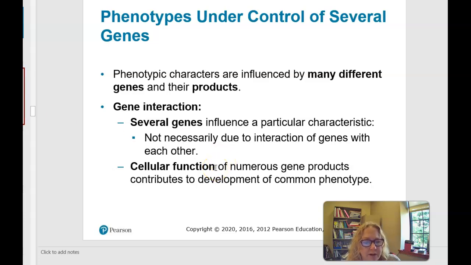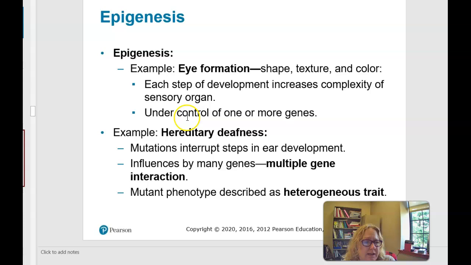Okay. Gene interactions. Sometimes they're not necessarily due to an interaction of genes. They just, red hair and green eyes sometimes tend to go together. Cellular function of numerous genes contribute to the development of common phenotypes. Epigenesis: eye formation, shape, texture, and color. Each step of development increases complexity of the organ under control of one or more genes. Deafness: mutation interrupts a step in ear development, influenced by many genes, multiple interactions.